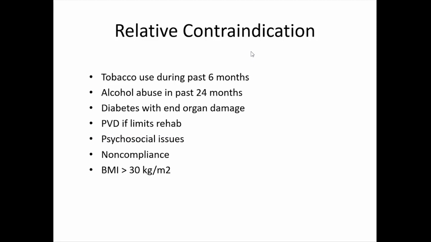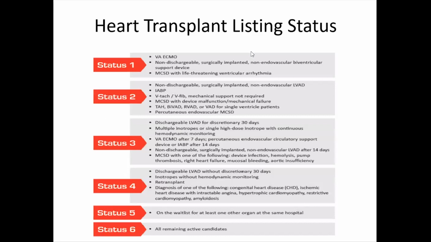So after we pick this patient, we go into evaluation, and if we think this patient is a good candidate for a transplant, the next step is listing this patient. Depending on how this patient does while in the heart failure process, they can be listed at one of these statuses, 1 to 6. The sicker they are, the higher the status and the higher the priority to get transplanted.